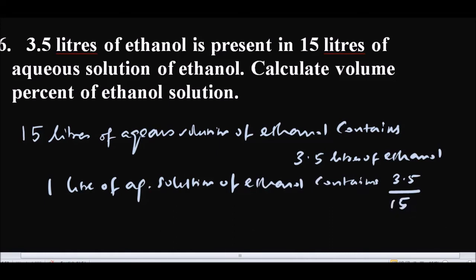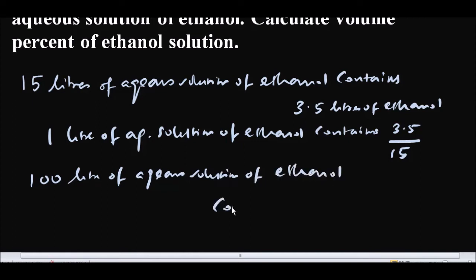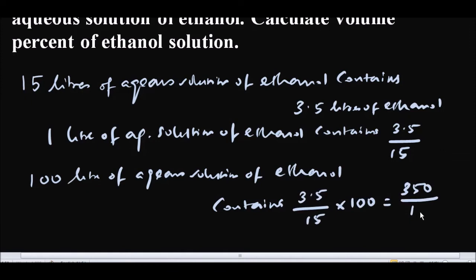Here the requirement is the percentage. So we can say 100 liters of aqueous solution of ethanol contains, what will you do? 3.5 divided by 15 into 100. Yes, if you solve it, you can have 350 divided by 15, which comes around 22.33 percentage. By using this statement, the problem can be solved.